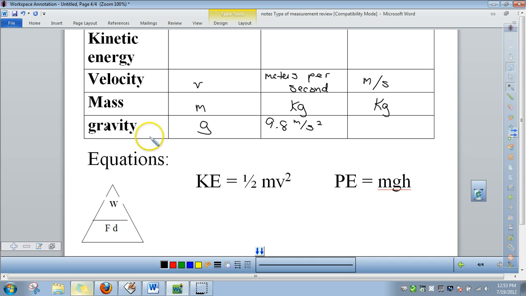Okay, having gone over the types of measurement you're likely to see, the variables you'll see, the units we use, and the abbreviation for those units, let's go over the equations for work, potential energy, and kinetic energy.